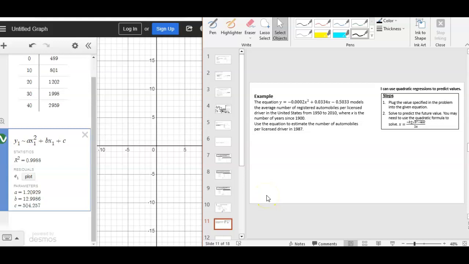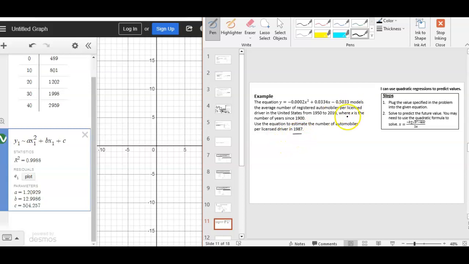So now let's look at this example. It says the equation negative 0.0002x squared plus 0.0334x minus 0.5033 models the average number of registered automobiles per licensed driver in the United States from 1950 to 2010, where x is the number of years since 1900. Use the equation to estimate the number of automobiles per licensed driver in 1987.